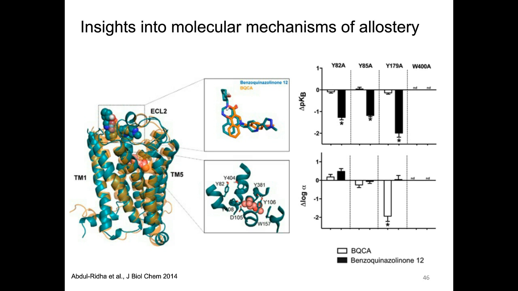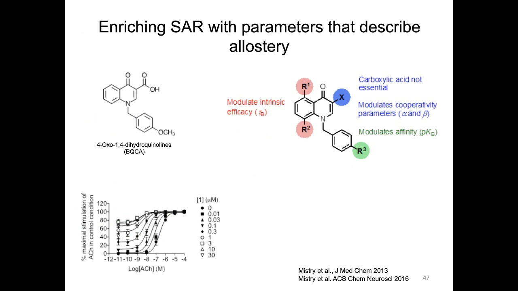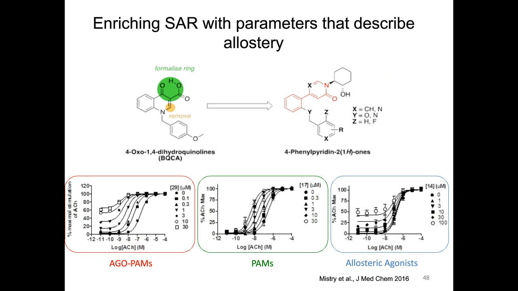We're also able to apply our analytical approach to structure-activity studies. A series of BQCA derivatives were generated, and using binding and functional assays, along with these analytical methods, we're able to gain some insights into the features of BQCA that are important for the different allosteric parameters, such as cooperativity, affinity, and efficacy. We're then able to use this information, combined with some of the structural insights that we'd gained from our mutagenesis studies, to move away from the BQCA scaffold and generate a new series of muscarinic M1 receptor modulators.